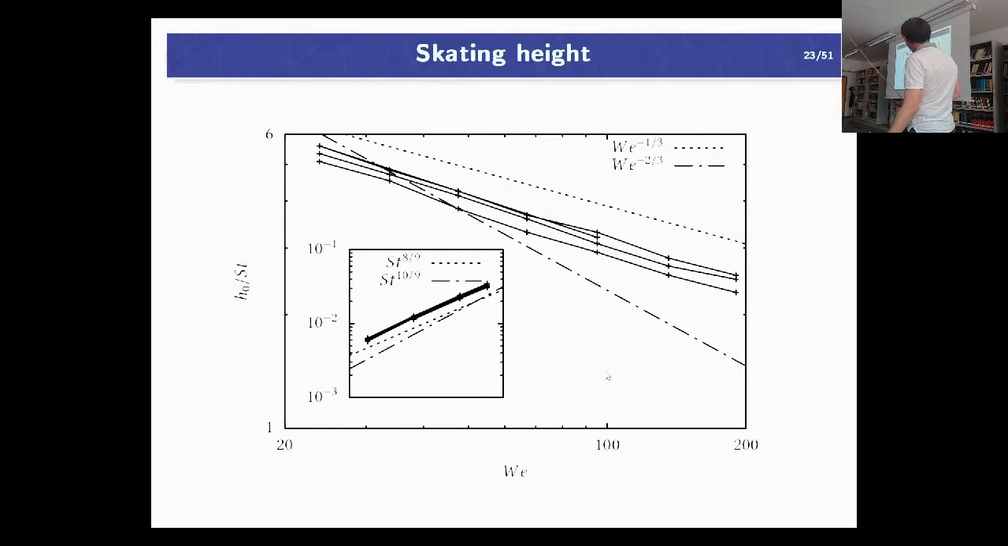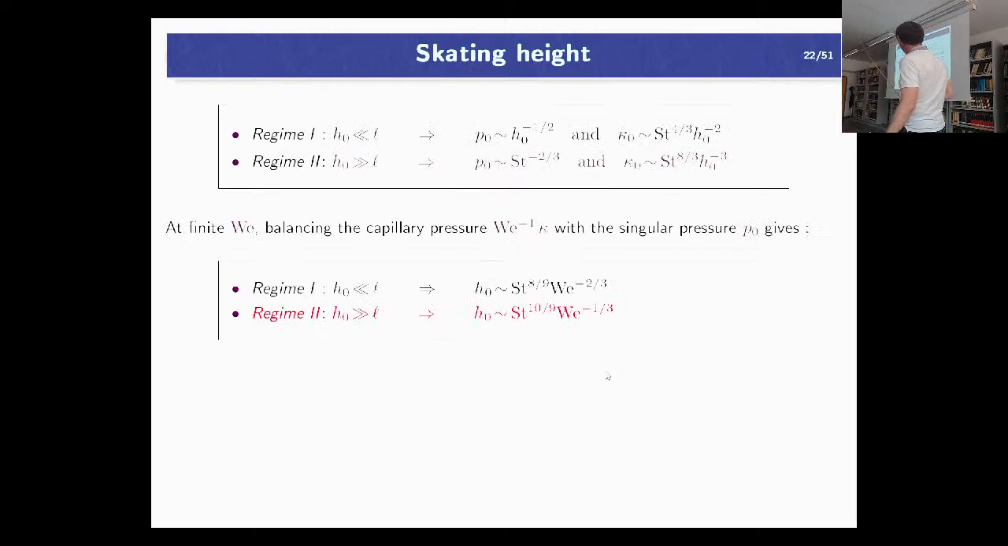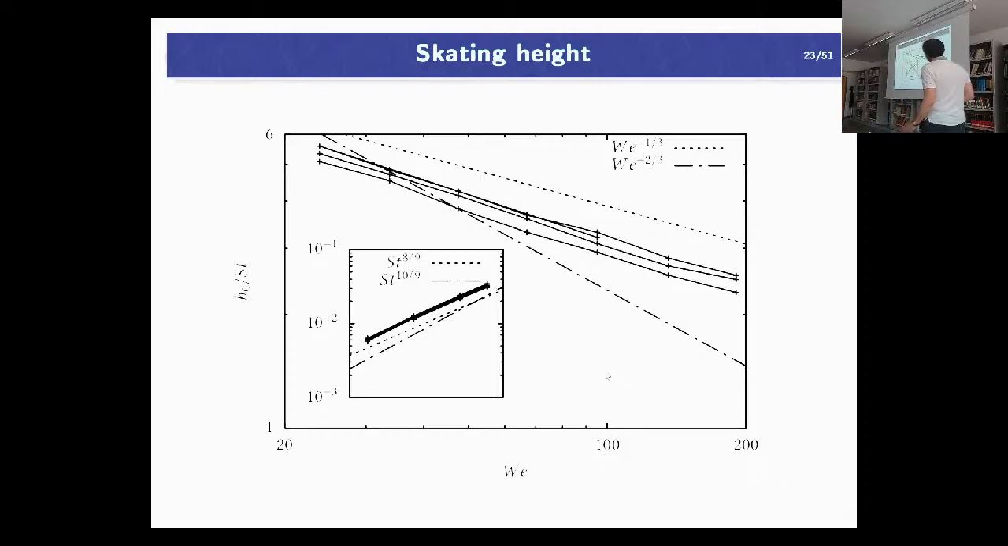And with what we observe numerically, here I plotted the thickness divided by the Stokes number as a function of the Weber number. The regime that works is this one, Weber to the minus 1/3, which corresponds to the second regime. So it's a bit puzzling. We don't have all the answers about this problem, but we somehow understand the behavior of this skating height as a function of the Weber number and the Stokes number.